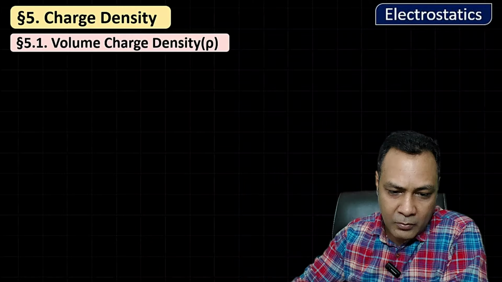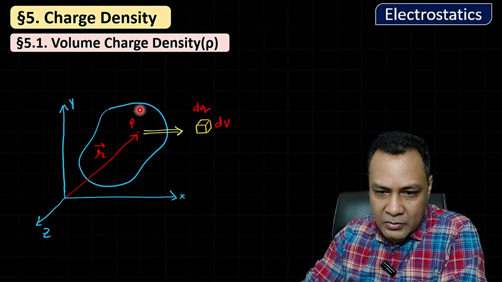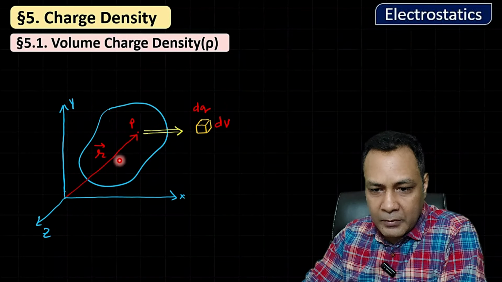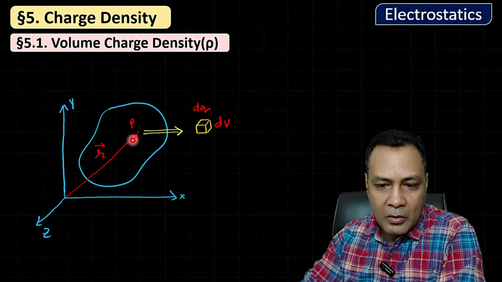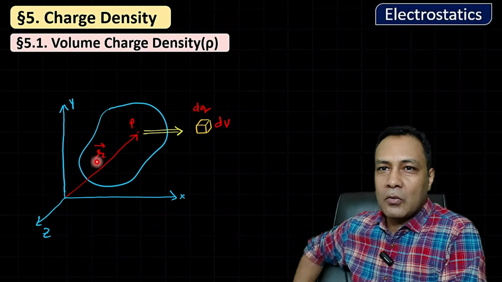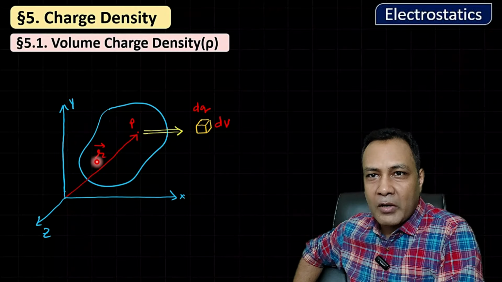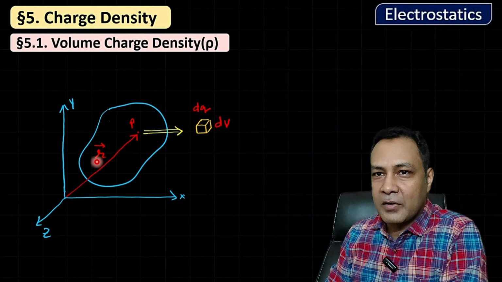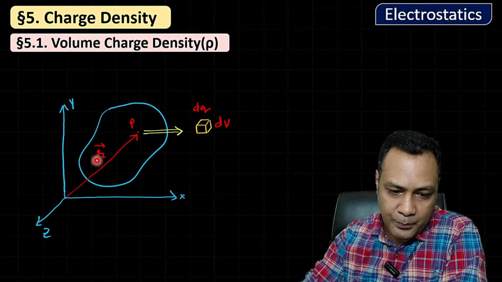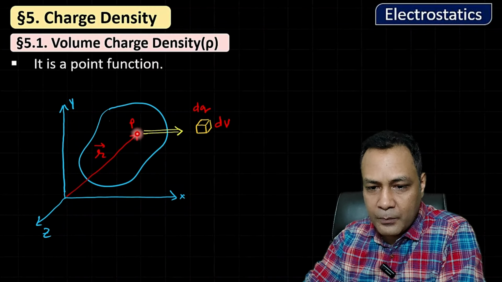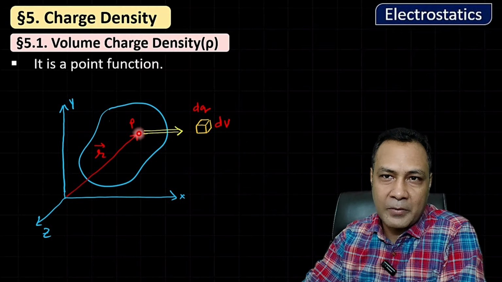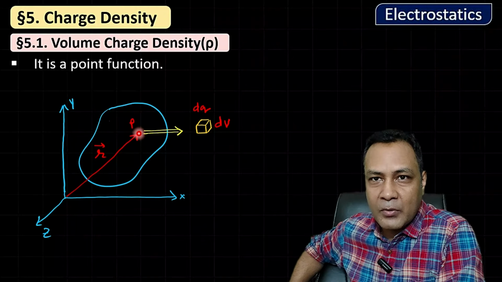So let me elaborate a bit more. Suppose this is some charged body, and this is a point P, and with respect to a coordinate system, the position vector of this point P is say r. So density is actually a point function, meaning a different density can be assigned to different points. So here it is a point function, and I want to define a charge density at this point. So basically the idea is charge per unit volume.